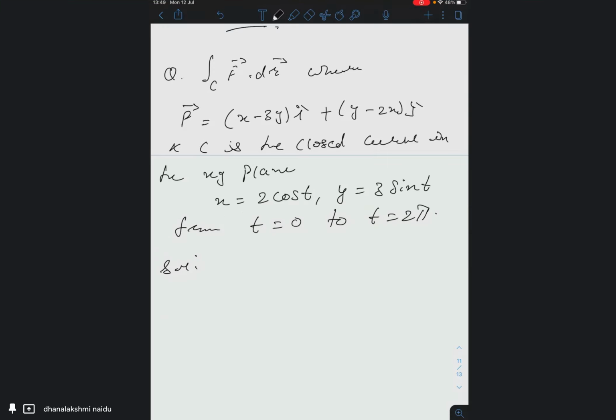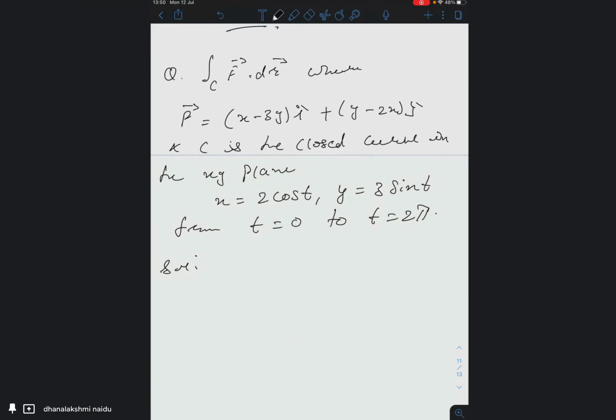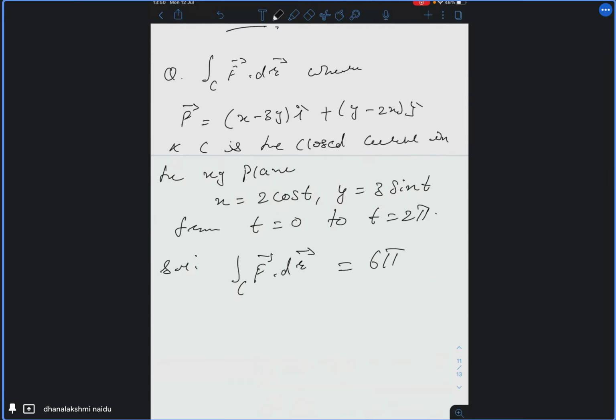Ma'am, 6 pi. What about others? No one else got the answer? Is this the answer for the line integral? Yes, ma'am, 6 pi. F bar dot dr bar is 6 pi. Two candidates at 6 pi. What about others? 6 pi, ma'am. Okay.